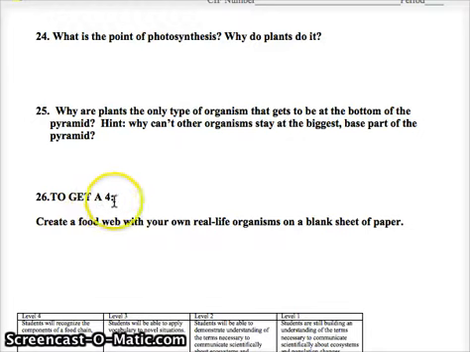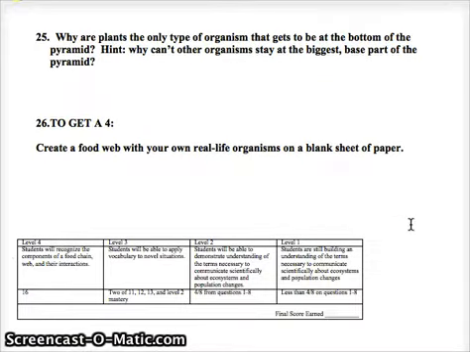Finally, to get a 4 on this test, create a food web with your own real-life organisms on a blank sheet of paper. That is the end of our ecosystems test. You'll notice below is a rubric that tells you how you will be graded on this exam. Good luck. Make sure you check over your answers.